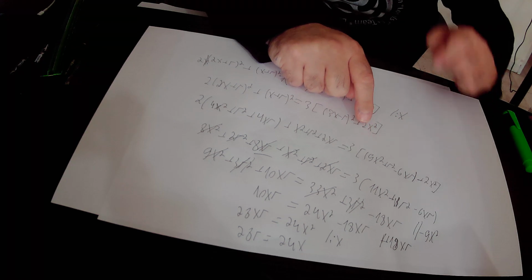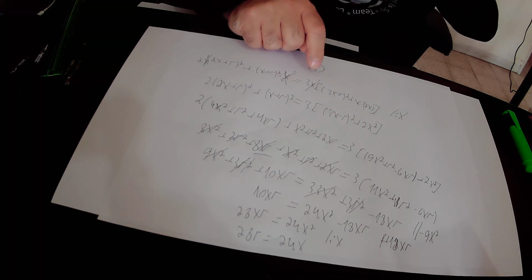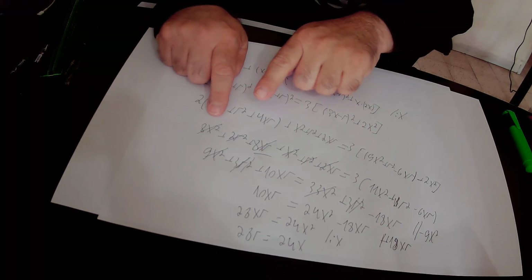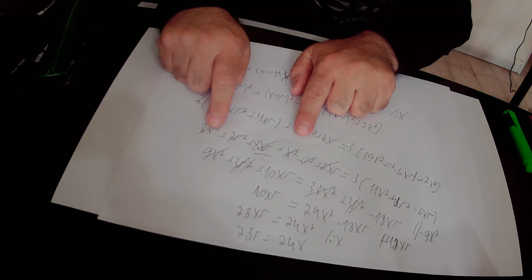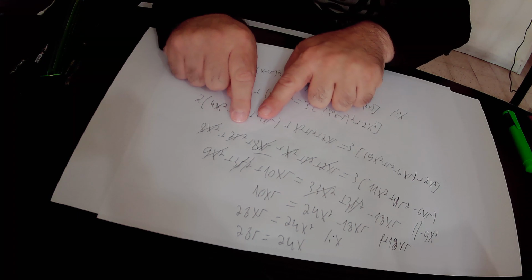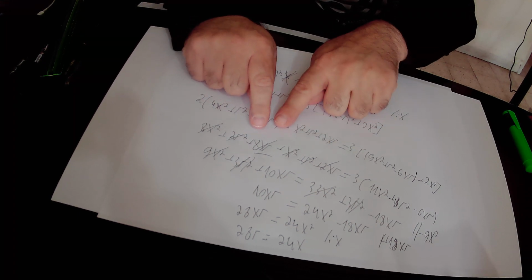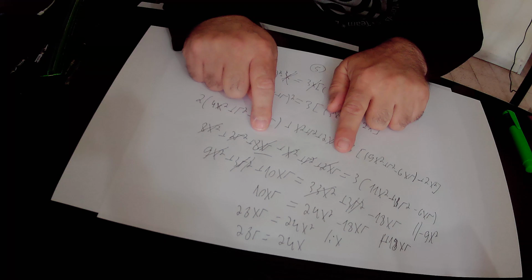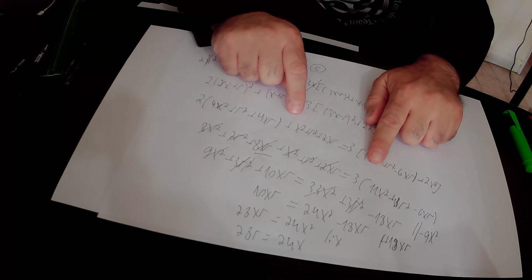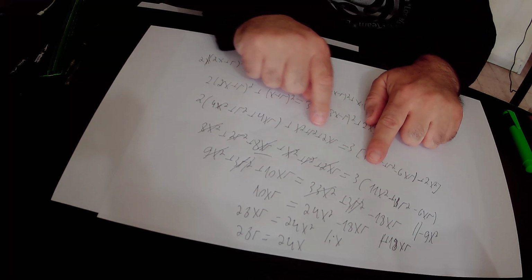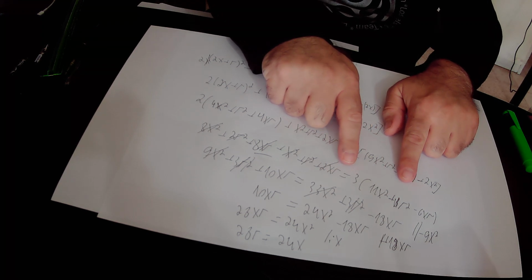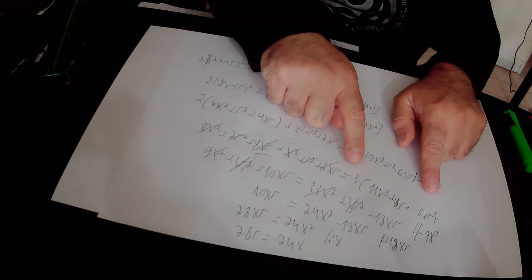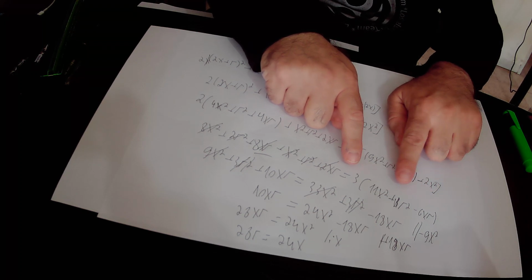minus 6xr. Okay, so here we have 8x squared plus x squared is 9x squared. We have 2r squared plus r squared is 3r squared, and we have 8xr plus 2xr is 10xr. Here we open the brackets. 3 times 11x squared is 33x squared. 3 times r squared is 3r squared, and 3 times minus 6xr is minus 18xr.